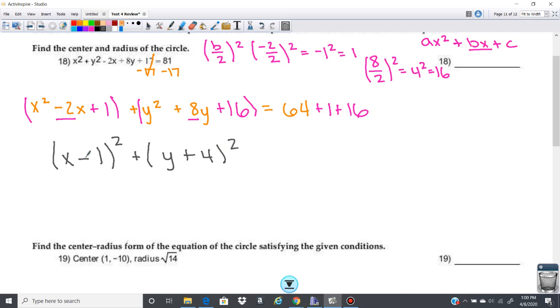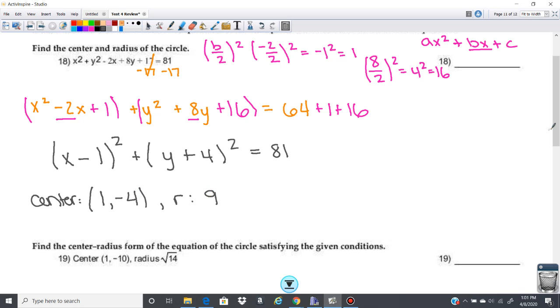So that's a -1 because -1 times -1 is +1, and -1 minus 1 is -2. This is +4. 4 times 4 is 16, and 4 plus 4 is 8. Then on this side, I'm going to add these together. That's going to give me 81. Well, now I'm in standard form of my circle. So x minus h, my h is going to be 1. y minus k, so that turned into a plus, so that k there is -4. So my center is 1, -4. And then my radius is the square root of 81, which is 9. So the center is 1, -4, the radius 9.